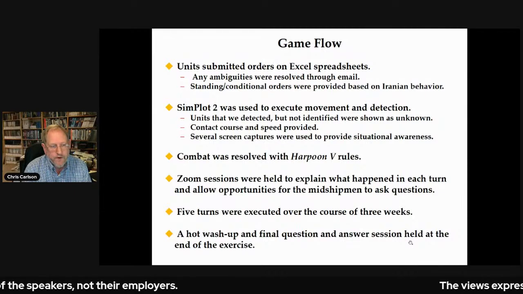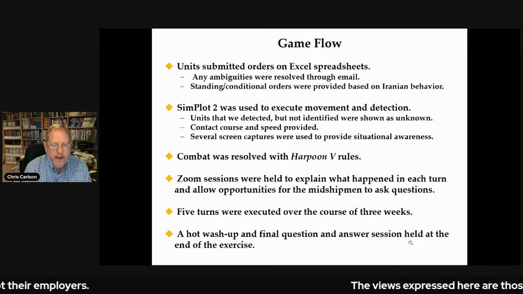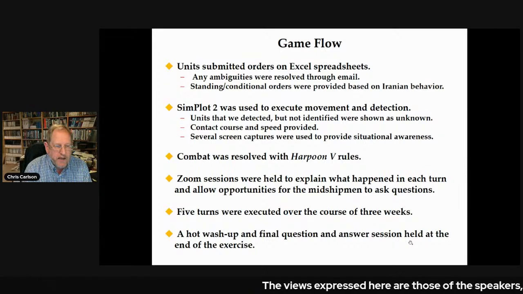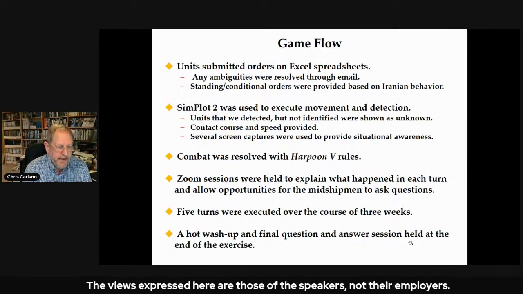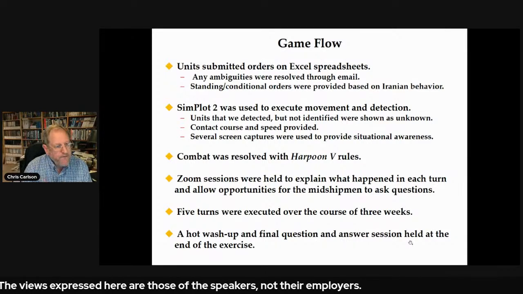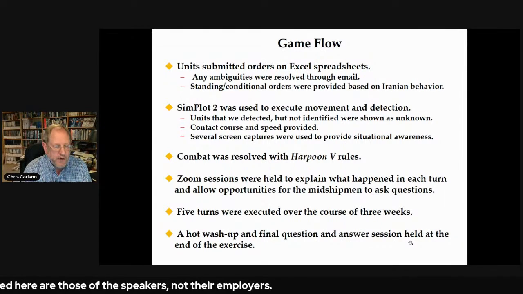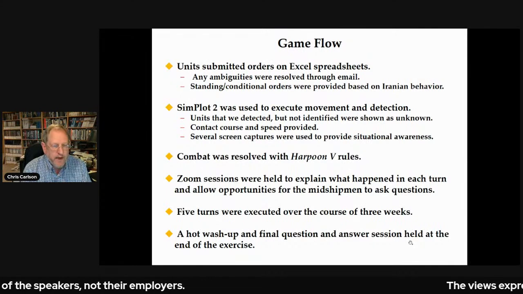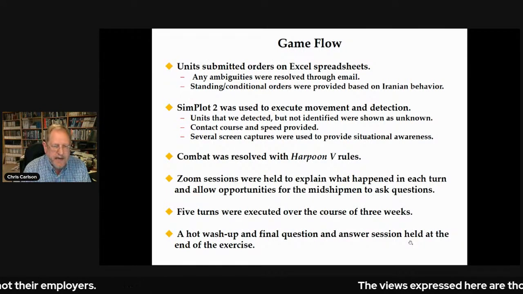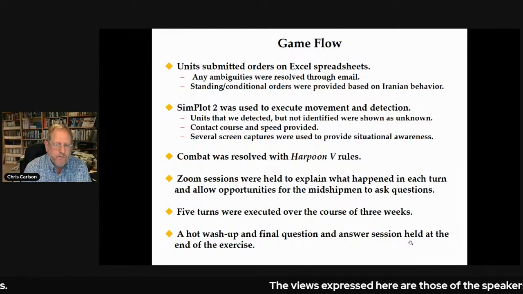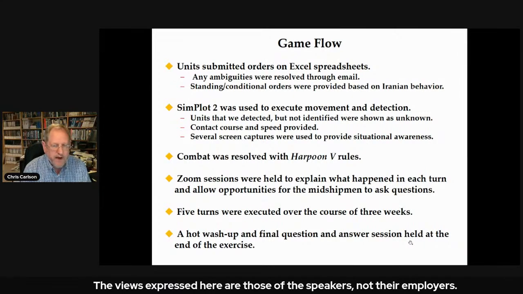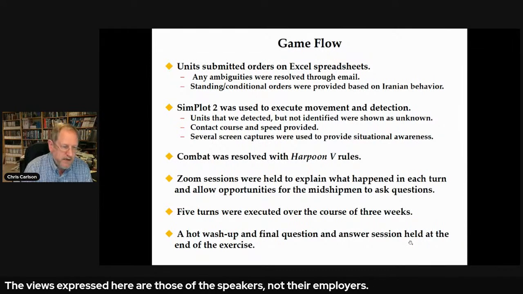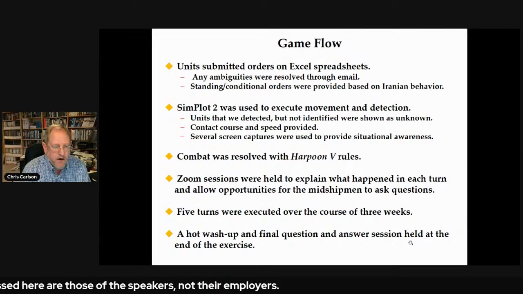Simplot 2 was used to execute movement and detection because I can put on range rings for various sensors. And you can then go in and click boxes that would then show to the blue side what they had seen. If they had not visually identified it, it was shown up as an unknown target. They also had course and speed if they'd been tracking it. And we would then take several screen captures of various sizes to provide situational awareness back to the teams during feedback.